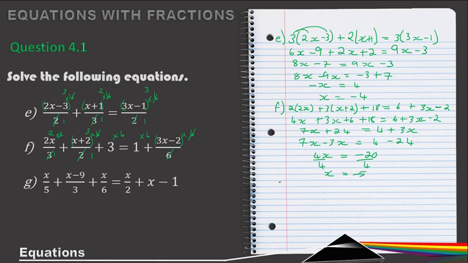Okay, so G, 5, 3, 6, 2. What's my lowest common denominator? I believe it's 30. Yeah, so I think it's 30. So multiply through with 30.